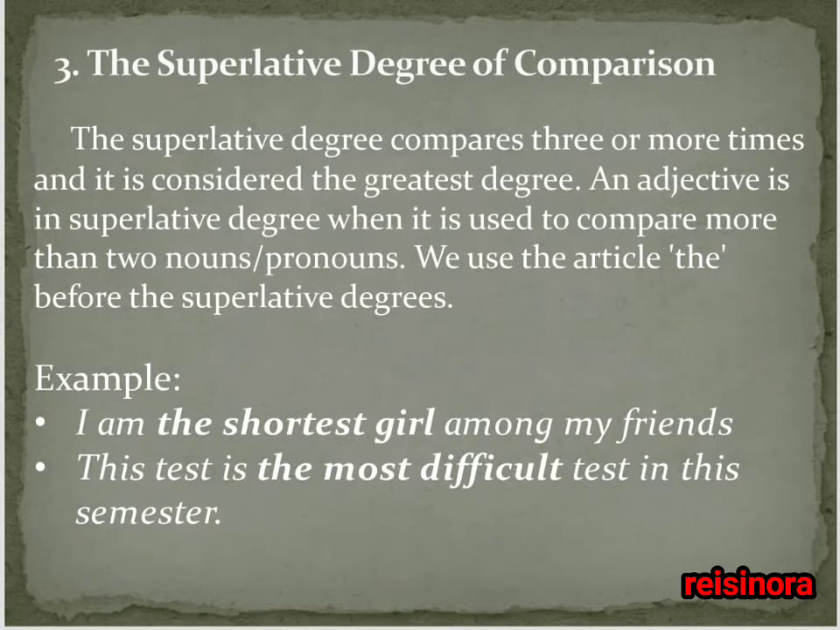Dan di superlatif ini bedanya kita menambahkan est. Kalau tadi di komparatif kita menambahkan er, kalau di superlatif kita menambahkan est dan tidak menggunakan than. Kalau di superlatif dia menggunakan the sebelum adjektifnya. Aturannya sama, kalau satu silabel itu menggunakan est, kalau lebih dari satu silabel menggunakan most, the most.